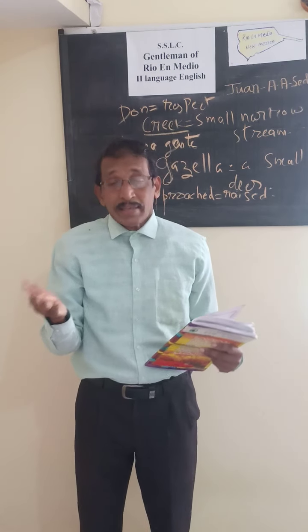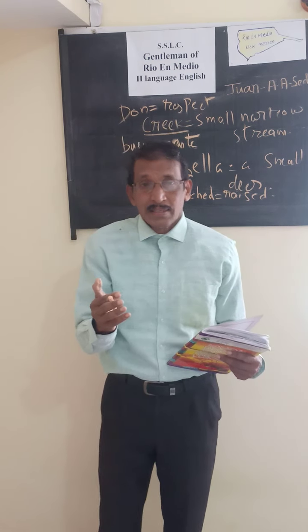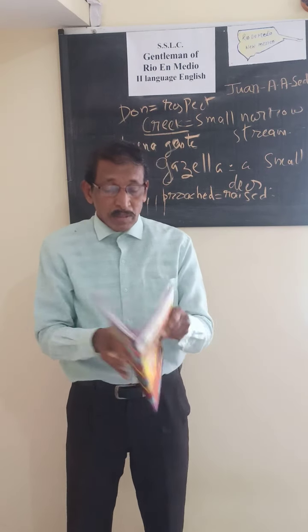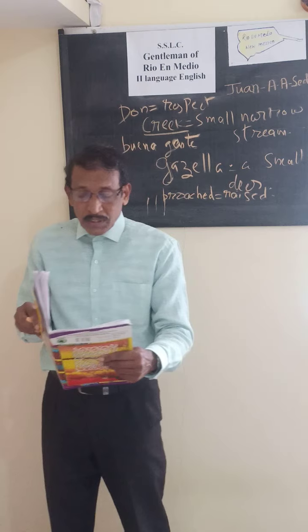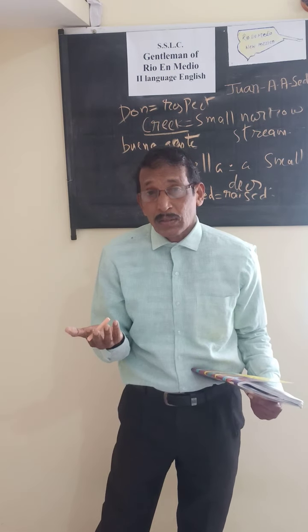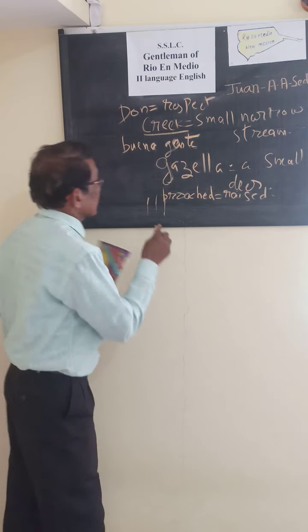A small narrow stream, S-T-R-E-A-M. You can expect these questions in the coming exam. Next, a piece of land on which fruit trees are grown. That means orchard. Orchard, O-R-C-H-A-R-D. Orchard.